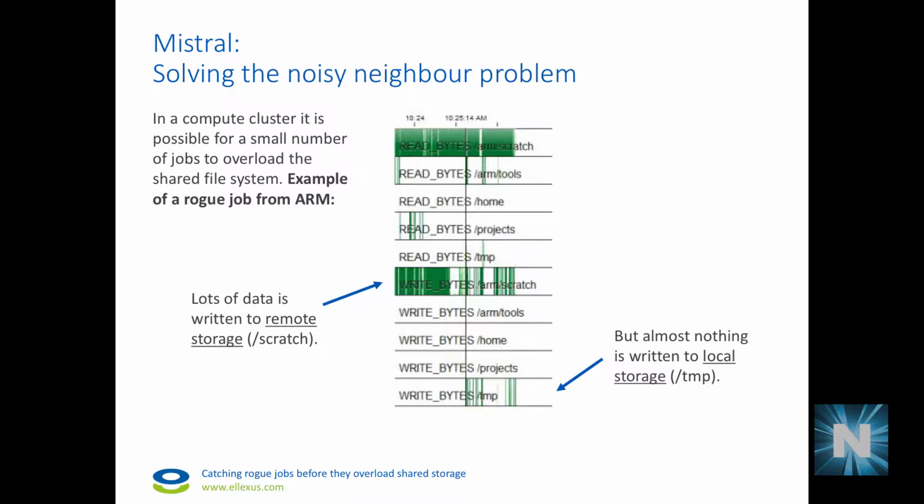It's a software build, and on this cluster, Arm has specified that users should use temporary storage, local storage for temporary files. But the user hasn't done that. You can see from this trace that lots of, can you see my mouse? Oh, you can, excellent. Lots of data is written to ARM Scratch, and nothing is written to /temp, which is where the local storage is. And so when this job is run at scale, the entire cluster slows down.